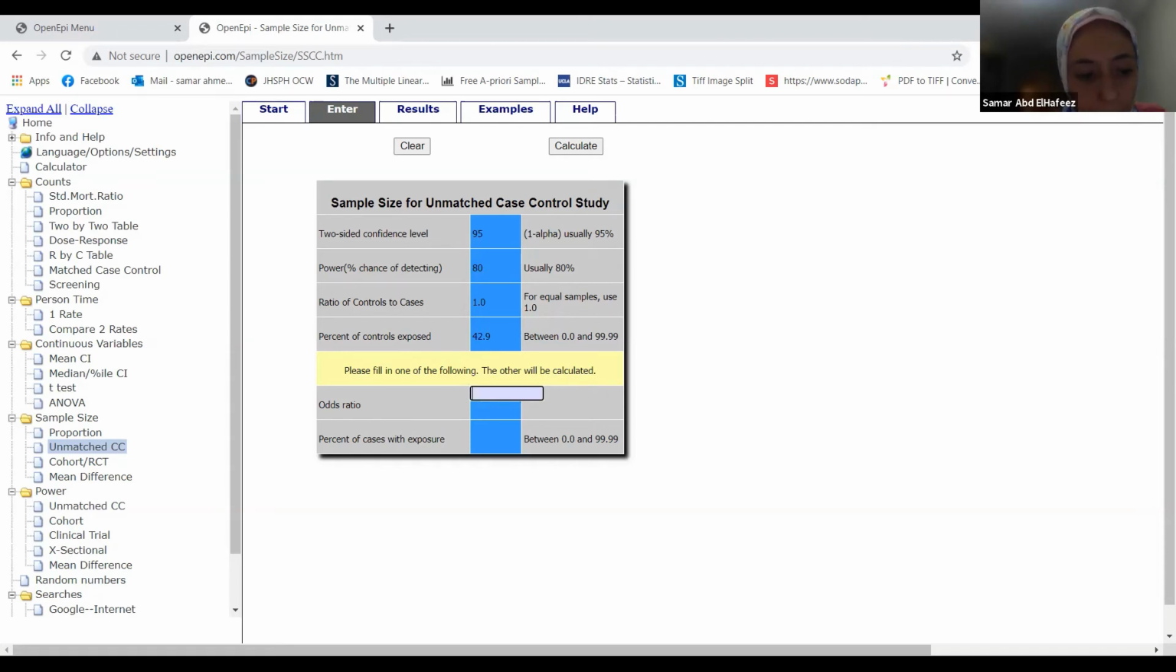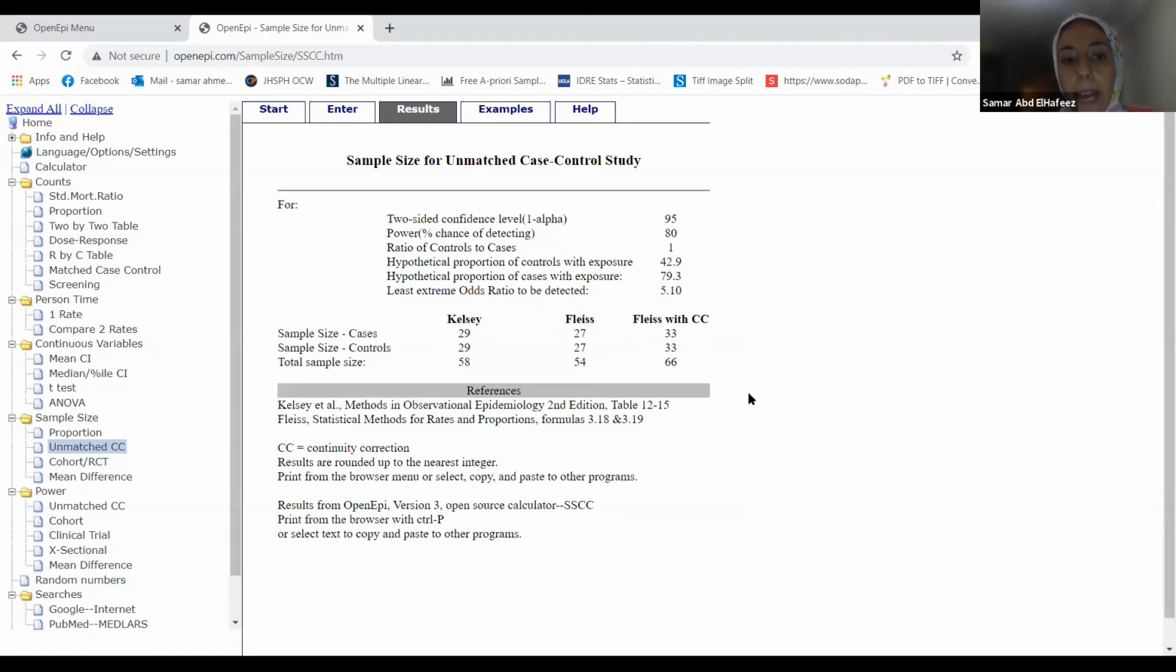The odds ratio is 5.1. Okay. This is sufficient for me because I give the software calculator the odds ratio and the percentage of the control exposure. The software will automatically calculate this. So then I will calculate.